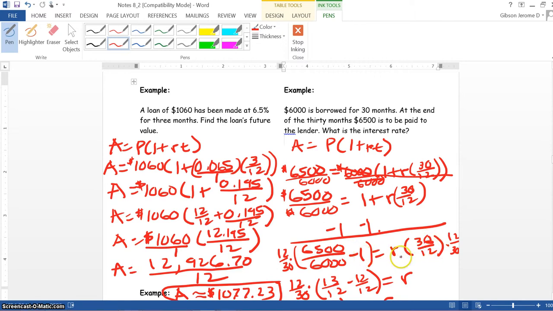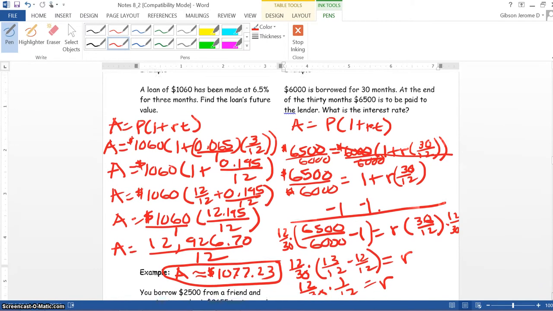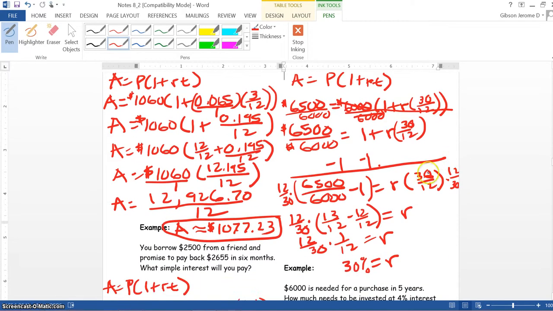Now remember, we want to get R by itself. So we will multiply each side by the reciprocal of 30 over 12, which will give us 12 over 30. Now, this 30 over 12 and 12 over 30 simplifies out and leaves you R.